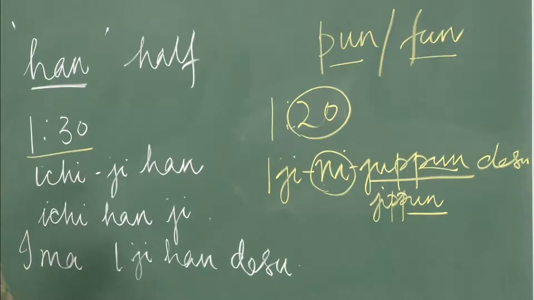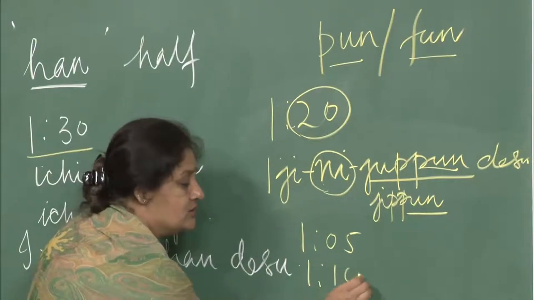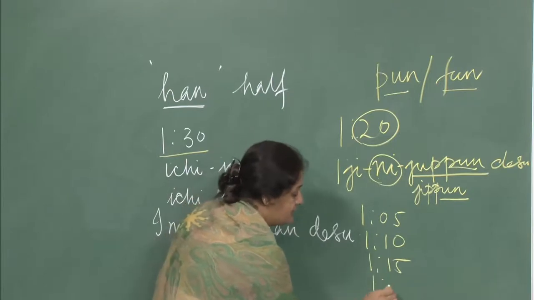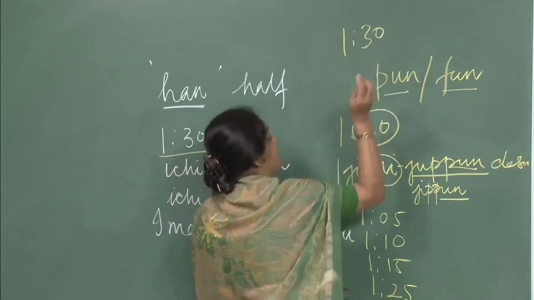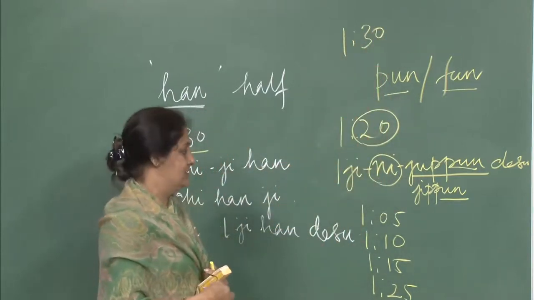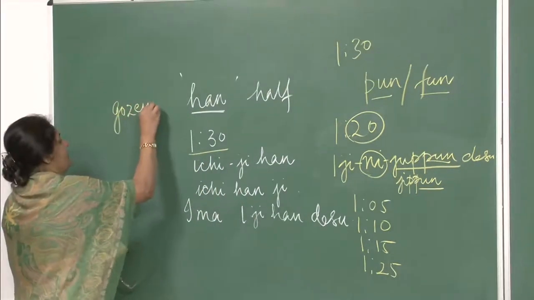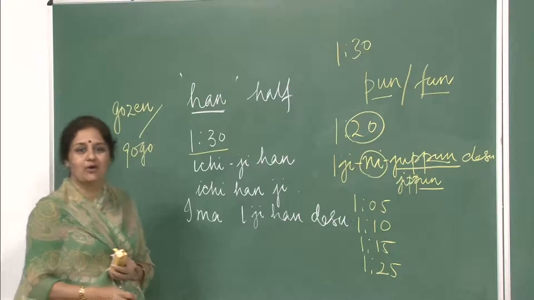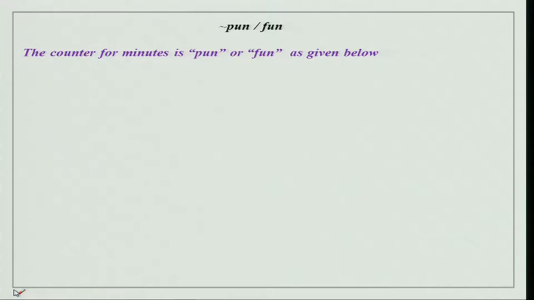In a similar manner you can say ichiji gohun desu. Ichiji juppun desu. Ichiji jugohun desu. Ichiji nijugohun desu. Ichiji sanjuppun desu or ichiji han desu. Also you can add gozen or gogo before time and you will know whether it is am or pm, and you can practice like this. Now as you can see, the counter for minutes is pun or fun.